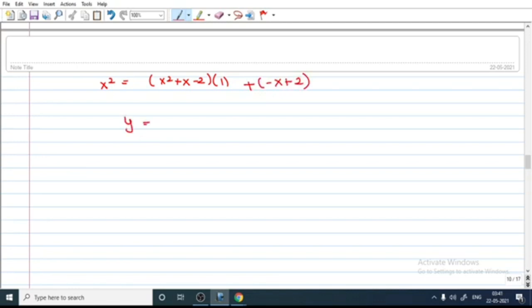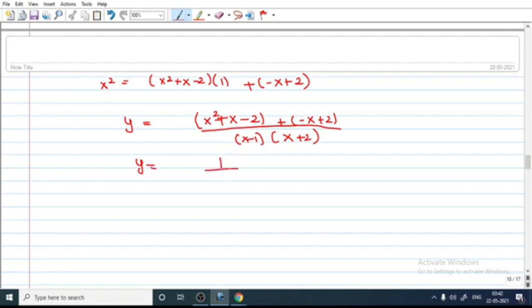So the y which we can convert and write as x square plus x minus 2 plus minus x plus 2, the whole upon, we can write it as x minus 1 into x plus 2. If we simplify it, what are we getting? This quadratic will get cancelled out and we will be left finally with minus x plus 2 upon x minus 1 into x plus 2. So this is our final answer of simplification.